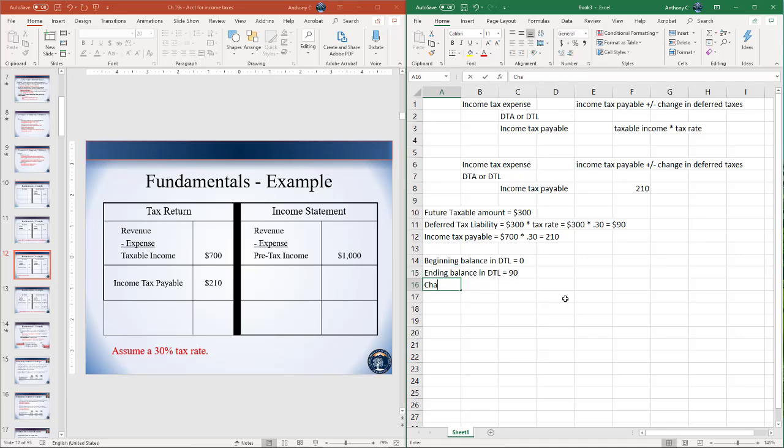Is it 90? So our change in DTL is 90. Since we need to increase our DTL by $90, that tells us, since a DTL is a liability, we'll make a credit to increase that DTL by 90. And then our income tax expense finally is our income tax payable plus or minus change in deferred taxes. Here, income tax payable is $210. We increased our DTL by 90. So that means our debit here to income tax expense must be $300.